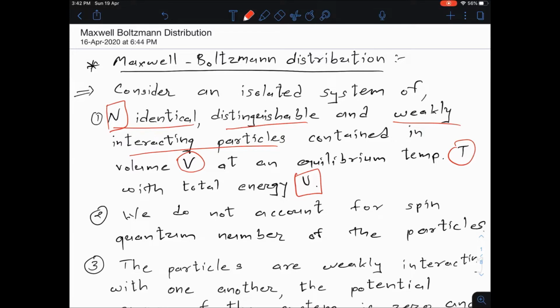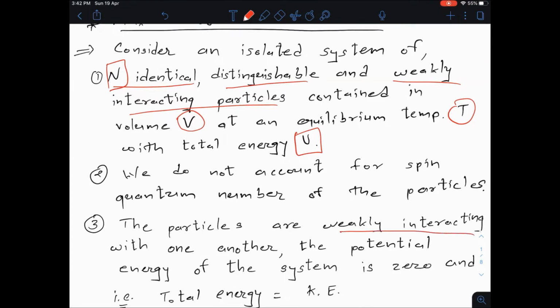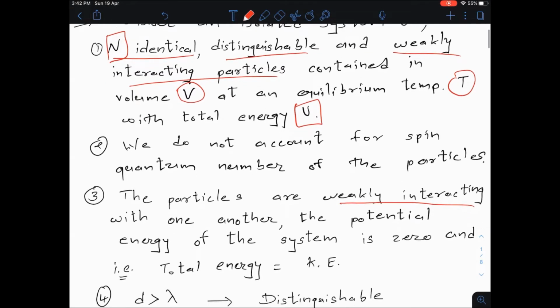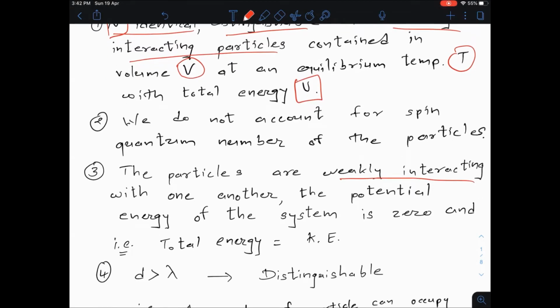Now in this case, we do not account for the spin quantum number of the particles because it's a classical system. The particles do not have to follow quantum numbers. Also, since the particles are weakly interacting with one another, the potential energy of the system is 0, and hence the total energy is given by the kinetic energy of the particles, right.